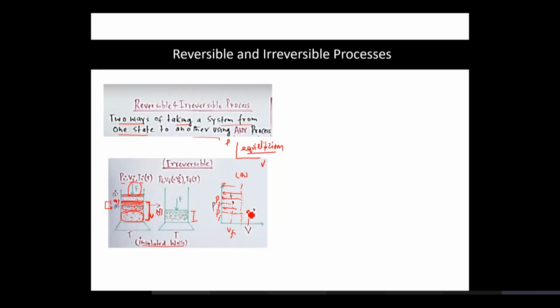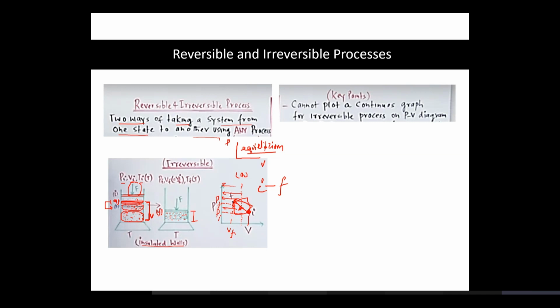In other words, you cannot define all the states that exist between the initial and the final state. You don't know the exact states, so you cannot draw a path from initial state to final state, whether you went this way, this way, this way. What was the process path? You cannot develop that on a PV diagram.